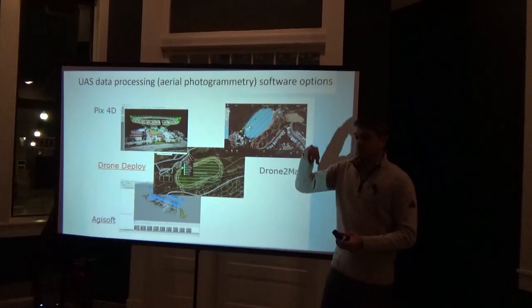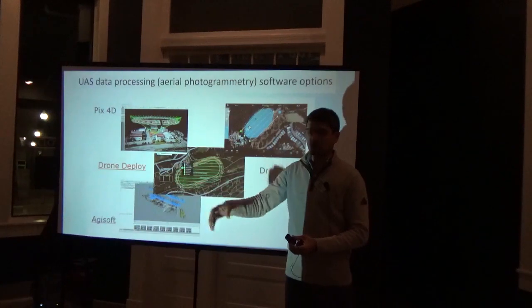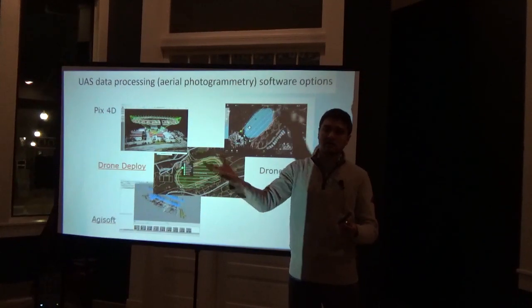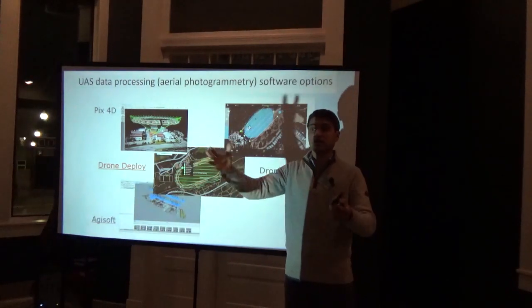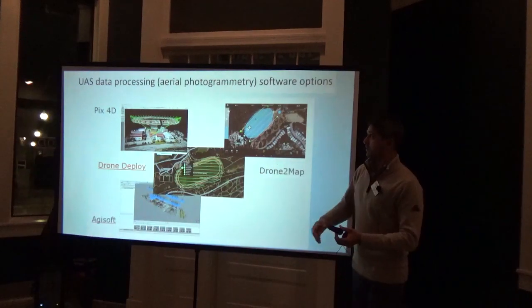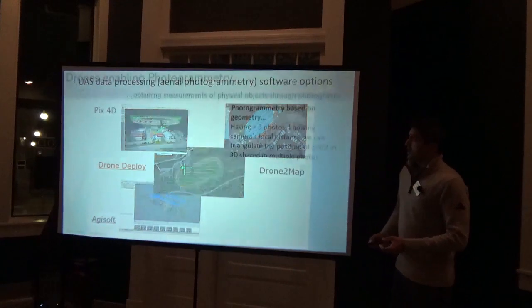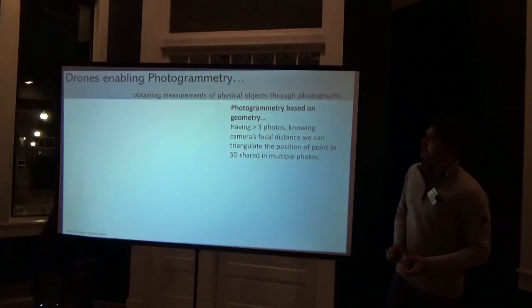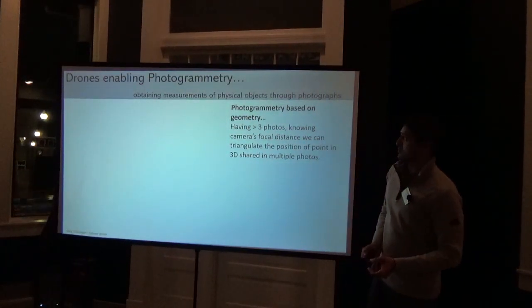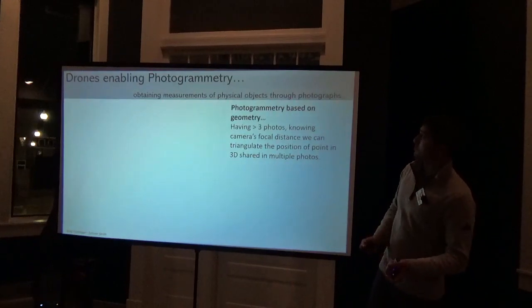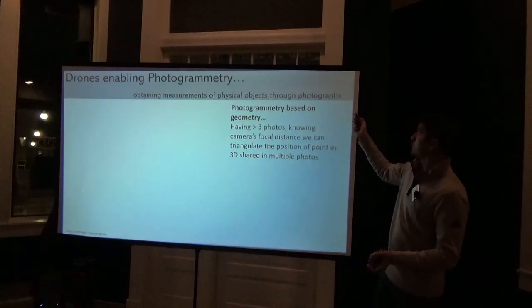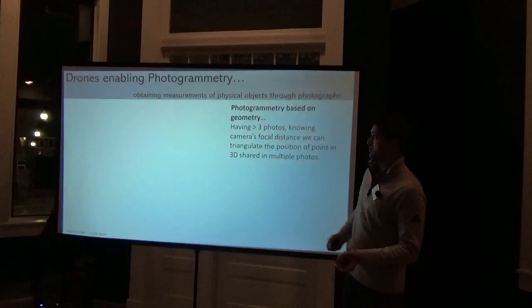You just take overlapping photos with your drone and throw the images into that free software, and it creates 3D for you. Like this is a 3D, right? So now, how do drones enable photogrammetry? Obtaining measurements of physical objects through photographs, that's what we call photogrammetry.